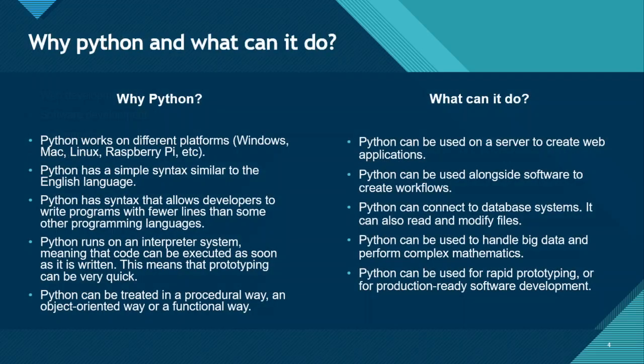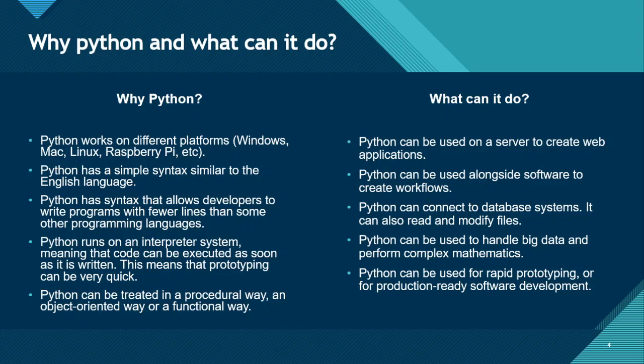And now let's see what Python can do and why we should use Python. What can Python do? Python can be used on a server to create web applications. Python can be used alongside software to create workflows. Python can connect to database systems, as I've already said. You can use it as a web framework as well. Python can be used to handle big data, perform complex mathematics, and do machine learning and all of that stuff. And Python can also be used for rapid prototyping or for production ready software development.